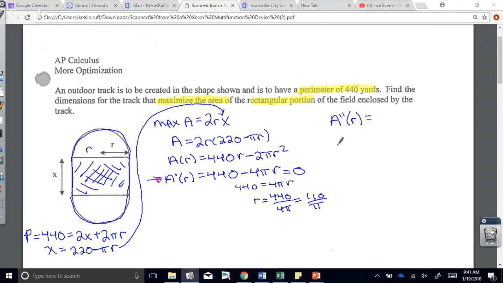Okay, so the 440 goes away and I'm left with negative 4 pi. The reason I like the second derivative here is because all your variables go away. There's nothing to plug in. Negative 4 pi is always less than 0, which tells me that it is always concave down. We're always going to have a maximum. Okay, so without plugging in, we can now say that it is a maximum. R equals 110 over pi.